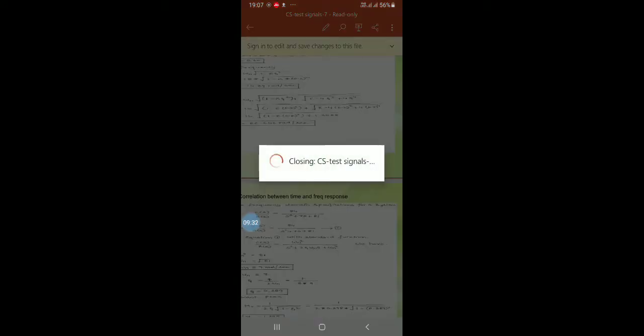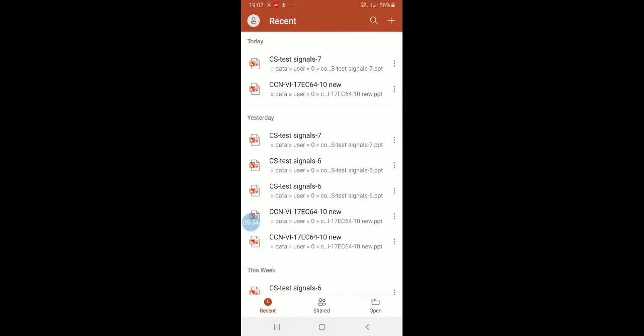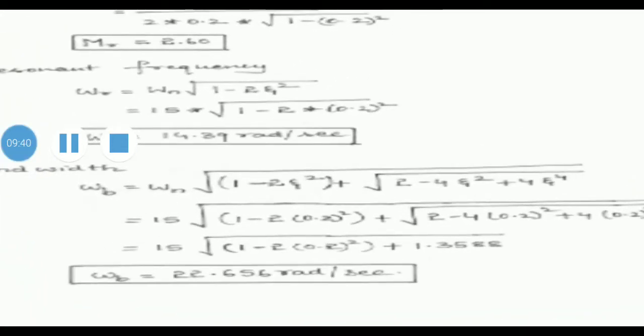So how much is omega b going to come? 22.65 radians per second.